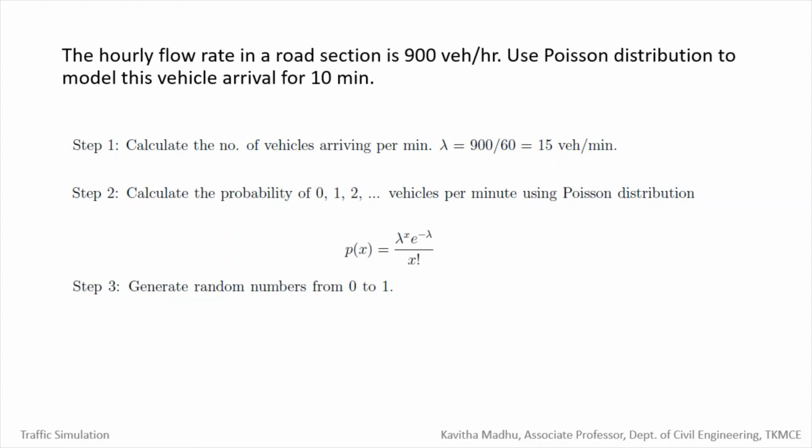which is 900 vehicles arriving in 1 hour, from which we can get how many vehicles are arriving in a minute. And after that, we need to get the probability that this many vehicles are arriving in a minute. Using Poisson distribution, we can find that out. Once we get the Poisson distribution, we can generate a random number and see, for this random number, how many vehicles will be arriving based on the Poisson distribution. So let's see that in detail in the next slide.